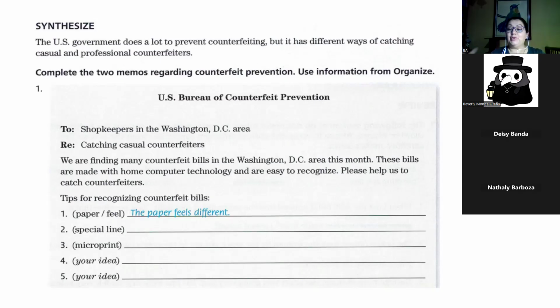Now, 4 and 5, your ideas. Try to remember the other details. Counterfeit bills don't have the special ink that changes color. Okay, green and yellow, green and red or green and yellow? Green and yellow, I think it was. Okay, good. What other idea do we have?